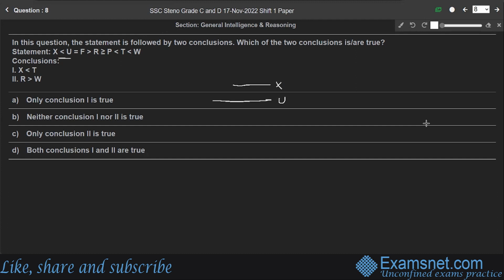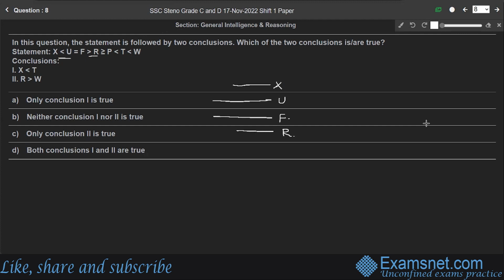U is equal to F, so F and U are the same. F is strictly greater than R. So we'll consider one more line R, which is less than F. The relation between X and R is not given here, so R can be greater than X or less than X.